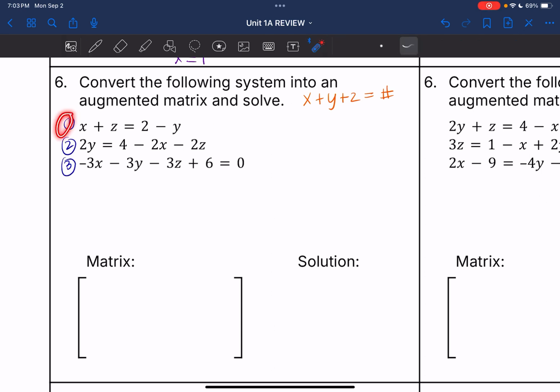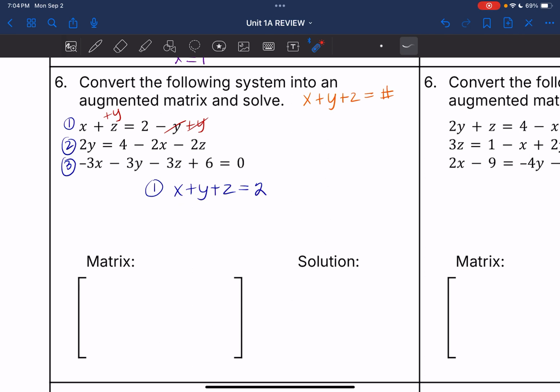So with equation 1, x and z are on the correct side, so x and z, but y should have been somewhere in the middle. It's on the wrong side, so how can I get this y to move over? Anytime you're switching sides from the equal sign, you do opposite operation. So since this has a minus y, I could do a plus y, and that'll cancel. But same thing to the other side, so I'm going to write it up here on the top, plus y. So equation 1 would really just be x plus y plus z equals 2. And notice I put the y in the middle just to keep it alphabetical. So x plus y plus z equals 2.